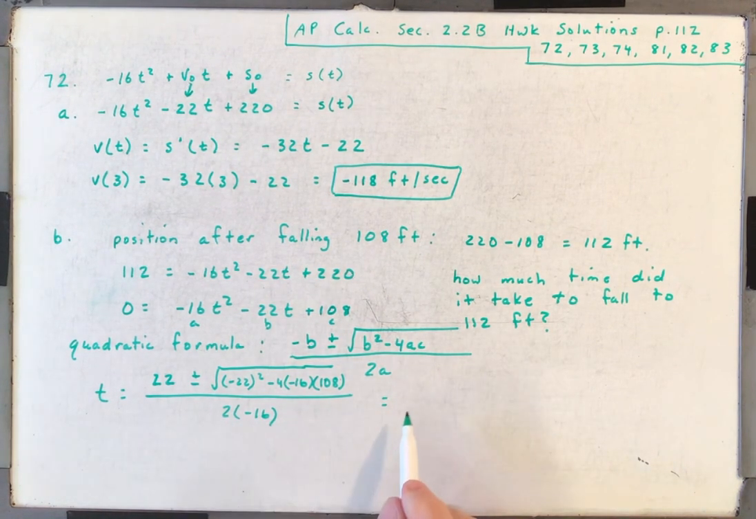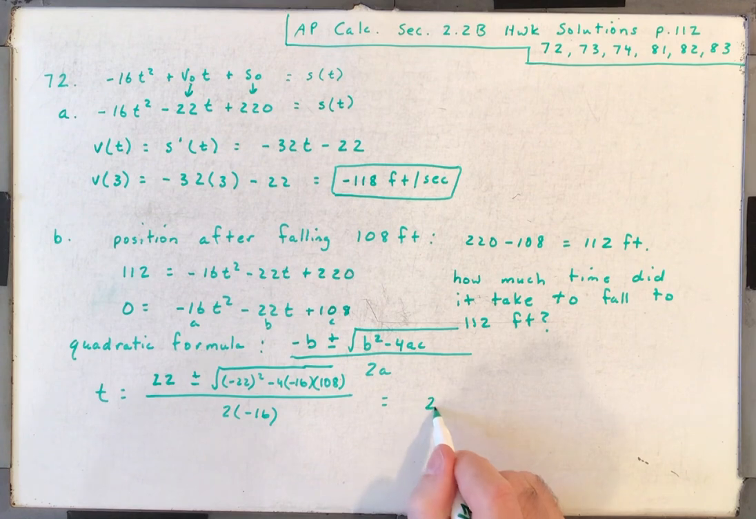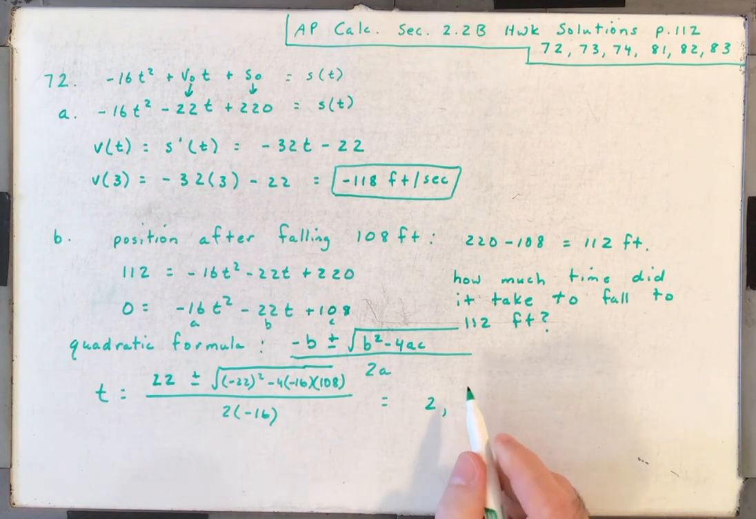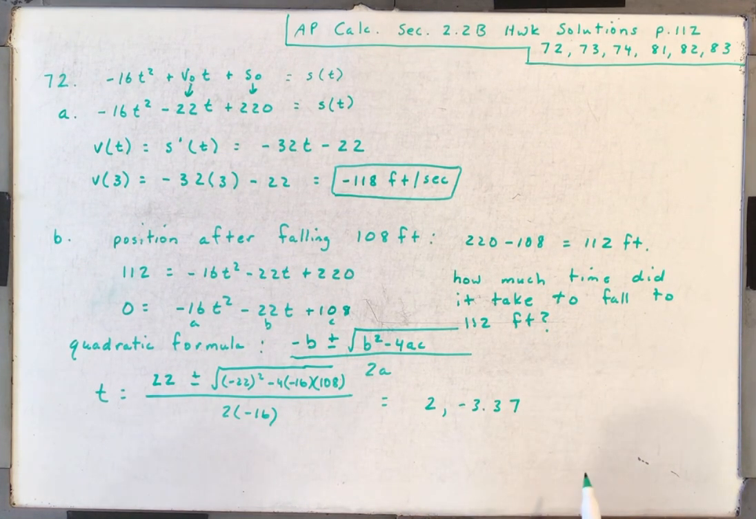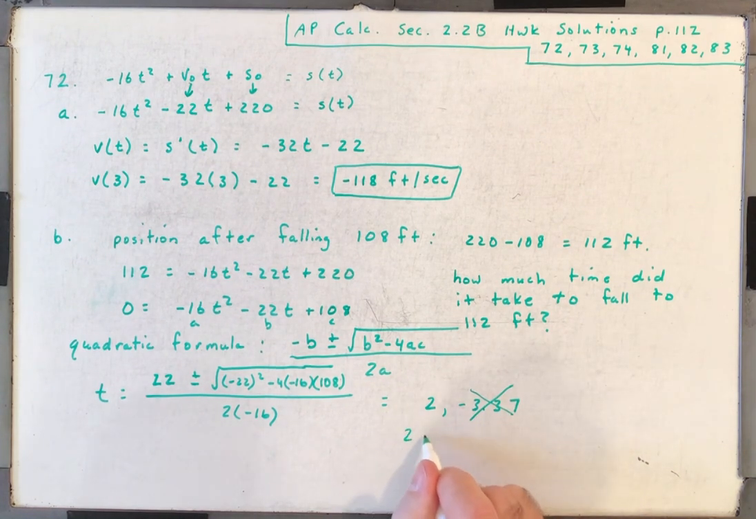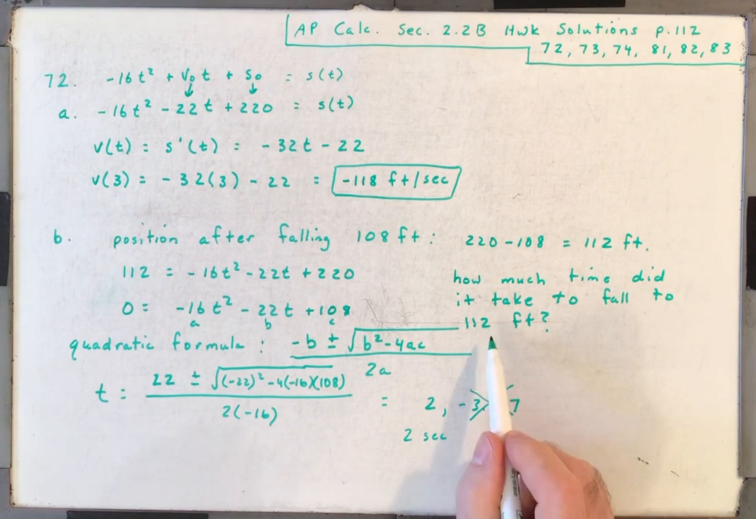Well, if you go through and you don't mess that up in the old calculator, you're going to get two answers. You're going to get 2 and negative 3.37. Which one of those is extraneous? Well, you can't have negative times, so negative 3.37 is extraneous. So the answer is 2 seconds. It took 2 seconds to fall to that point.